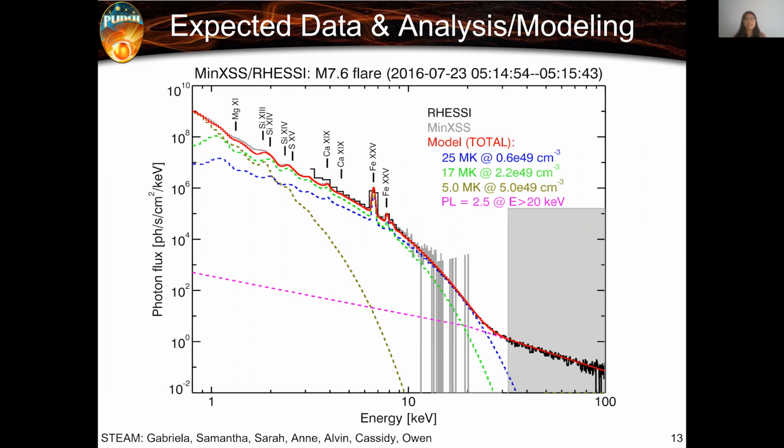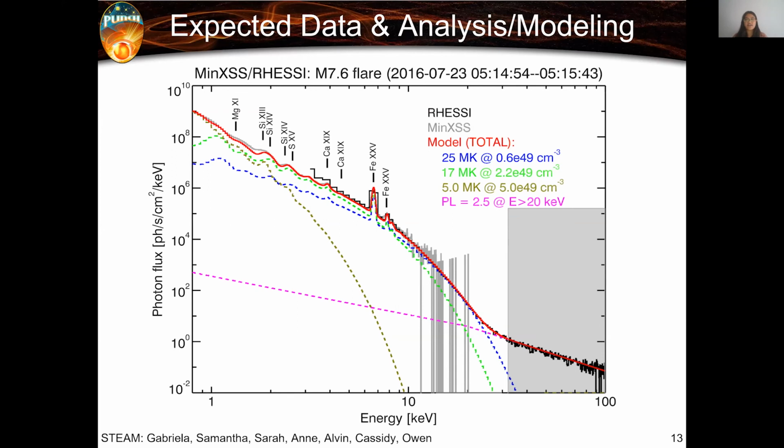And then the gray box near the bottom right is data that is outside of our detectable range, since our hard X-ray spectrometer has limited sensitivity over 30 keV. We'll be utilizing emission models to plot each colored dotted line, which will represent one thermal component of the temperature distribution that fits the spectrum.